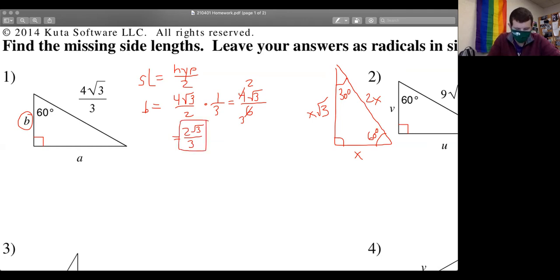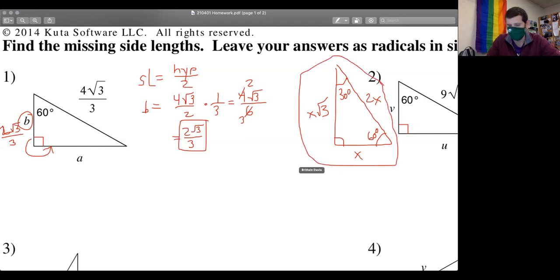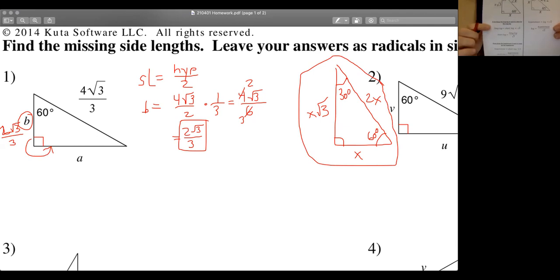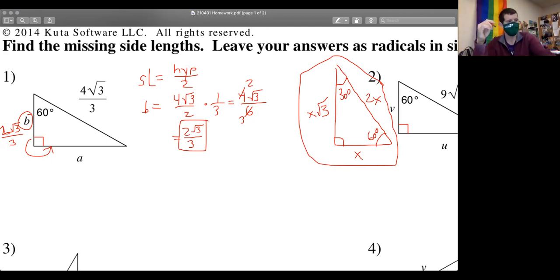Now that we know that this is 2 square root of 3 over 3, then I can now find the long leg. And I need to look at my reference, look at my diagram right here, whatever works. So if I know the short leg and I'm trying to find the long leg, then I can use this formula right here. It's the one on the top on the left side. So it says the long leg equals the short leg times square root of 3.